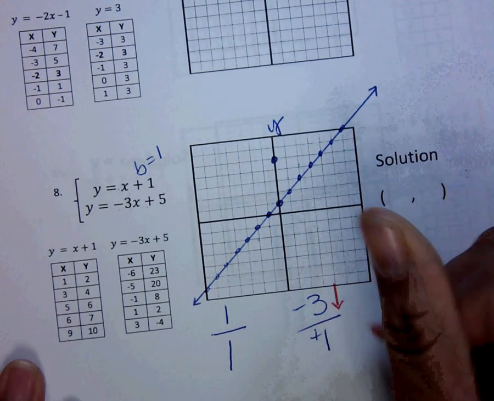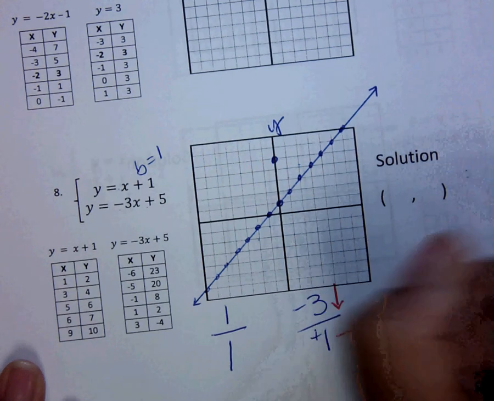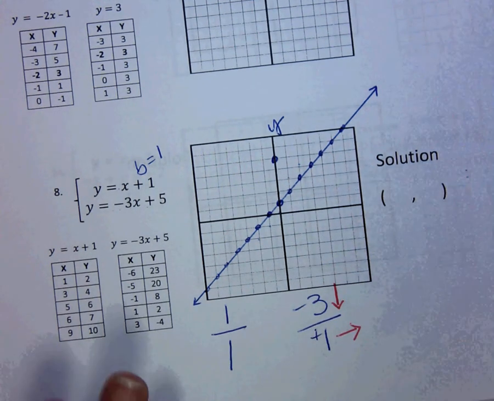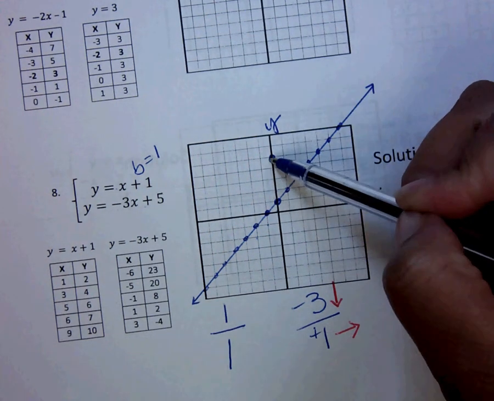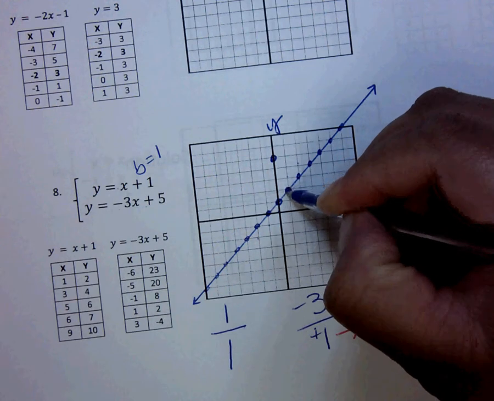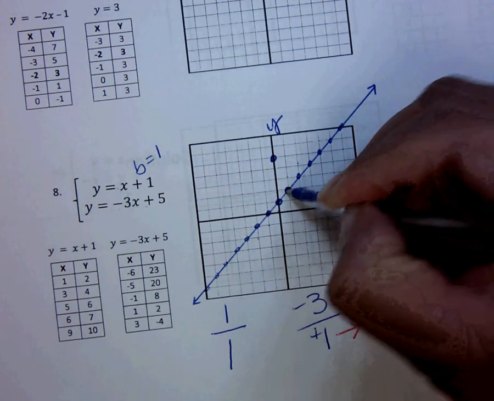Down 3. Don't go left. Go right 3. Again, only the top number is negative. So from this 5, go down 1, 2, 3, and right 1. Uh-oh. You notice something? But keep going.